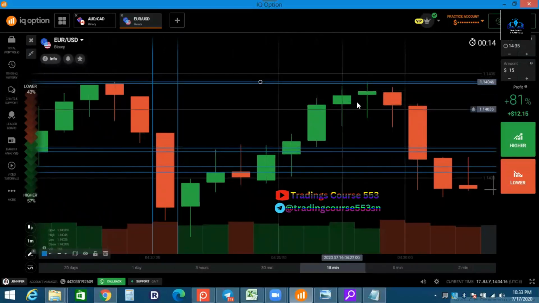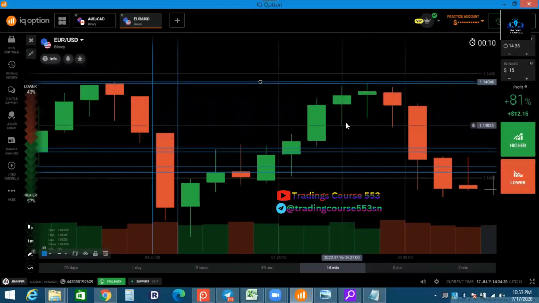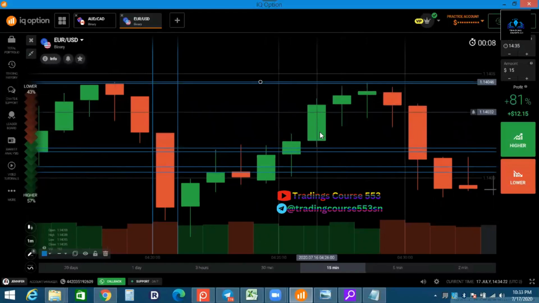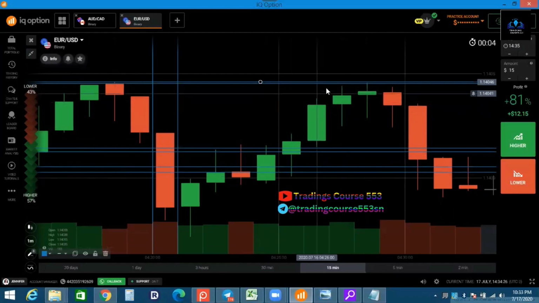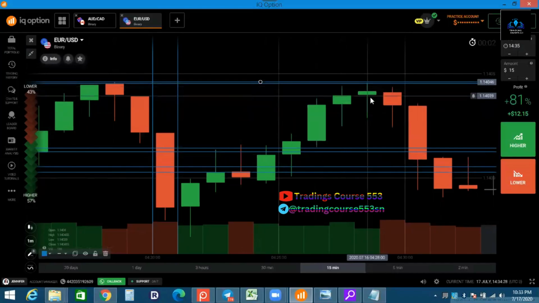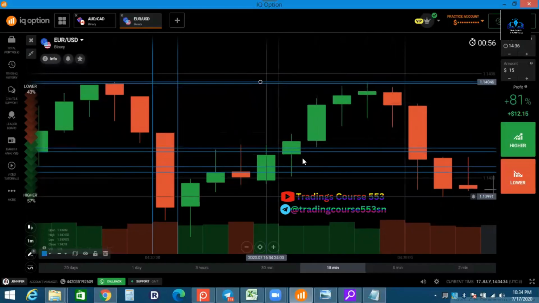So what are they showing here? They are showing buyers are getting weak. They are strong here because the resistance level is above. But at this level, they are getting weak. They are unable to break the level. We can collect all the information from the buyers, from the trend.